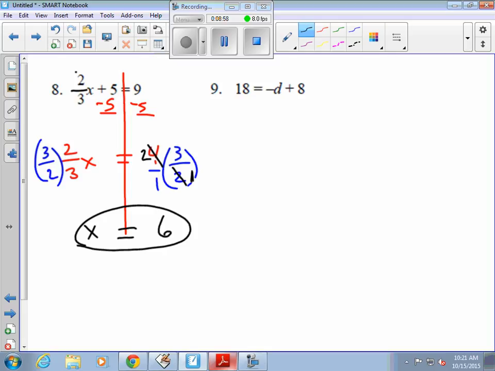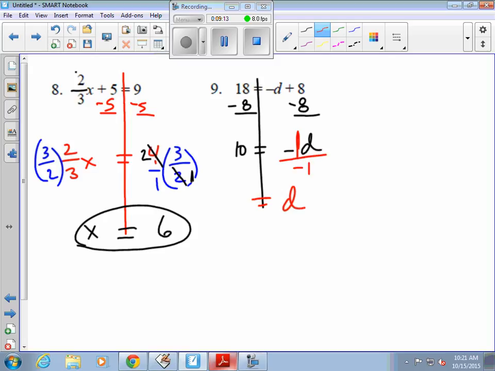Undo plus 8 for the next one by subtracting 8. If you subtract the right, subtract the left, you have 10 on the left is equal to negative d. That's the same thing as negative 1 times d. So if you want to get d by itself, undo negative 1 times something by dividing by negative 1. If you do it to the right, do it to the left. A positive divided by negative is a negative. 10 divided by 1 is 10.